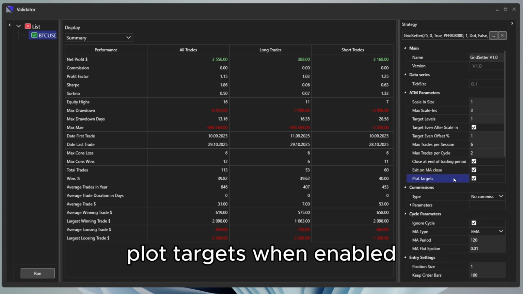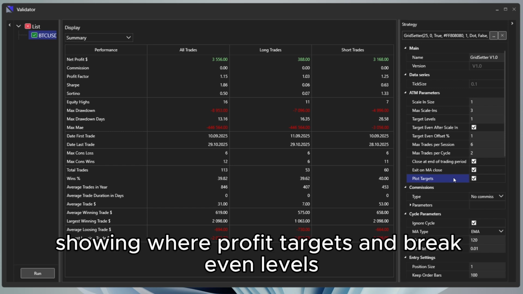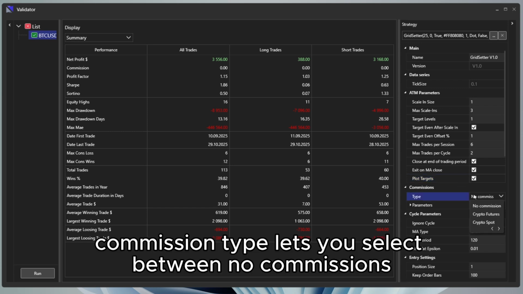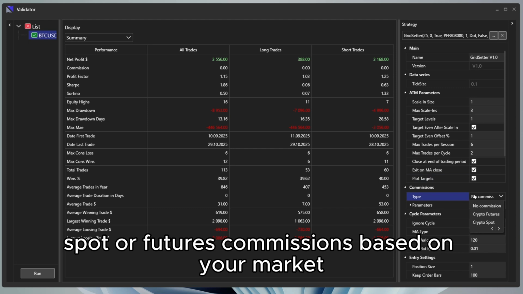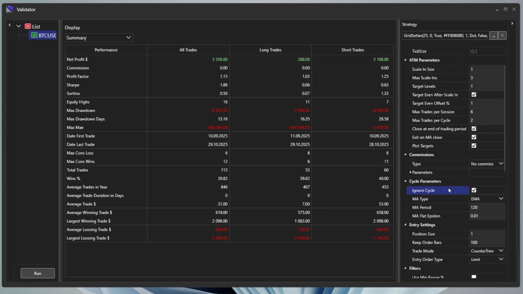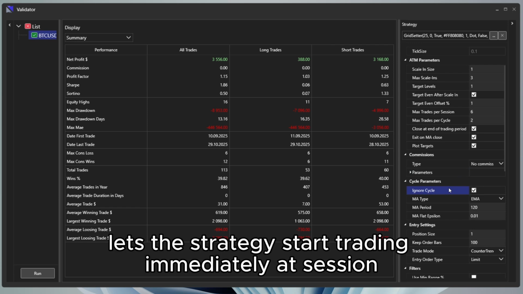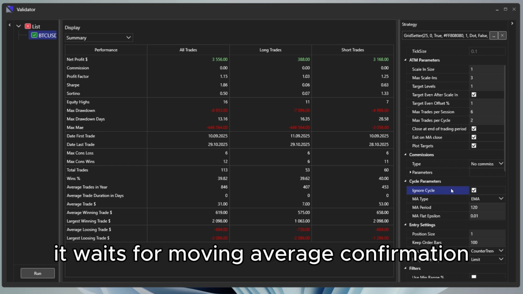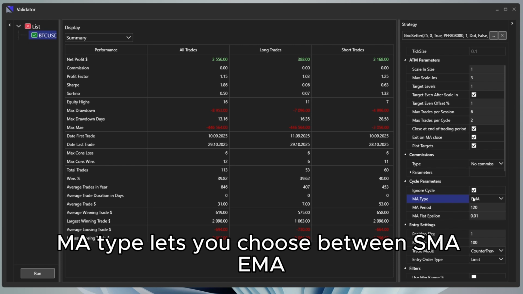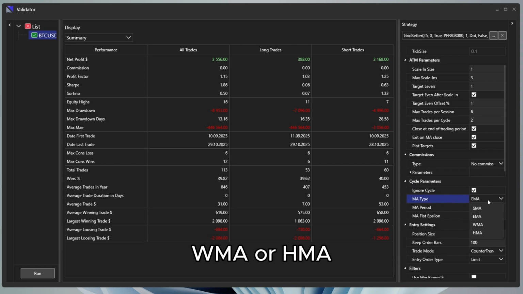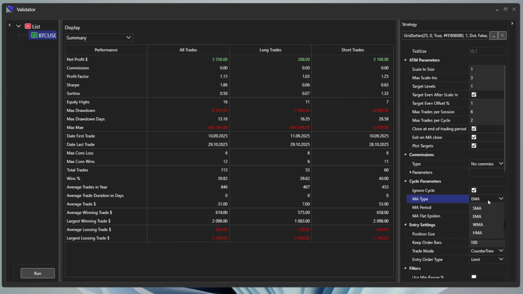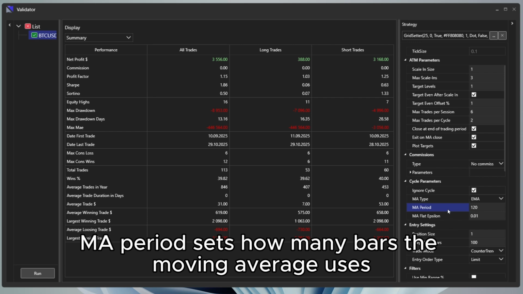Plot targets, when enabled, draws yellow lines showing where profit targets and break-even levels trigger on your chart. Commission type lets you select between no commissions, spot, or futures commissions based on your market. Ignore cycle, when checked, lets the strategy start trading immediately at session begin. When unchecked, it waits for moving average confirmation. MA type lets you choose between SMA, EMA, WMA, or HMA. EMA reacts faster to price changes. SMA is more stable. MA period sets how many bars the moving average uses.